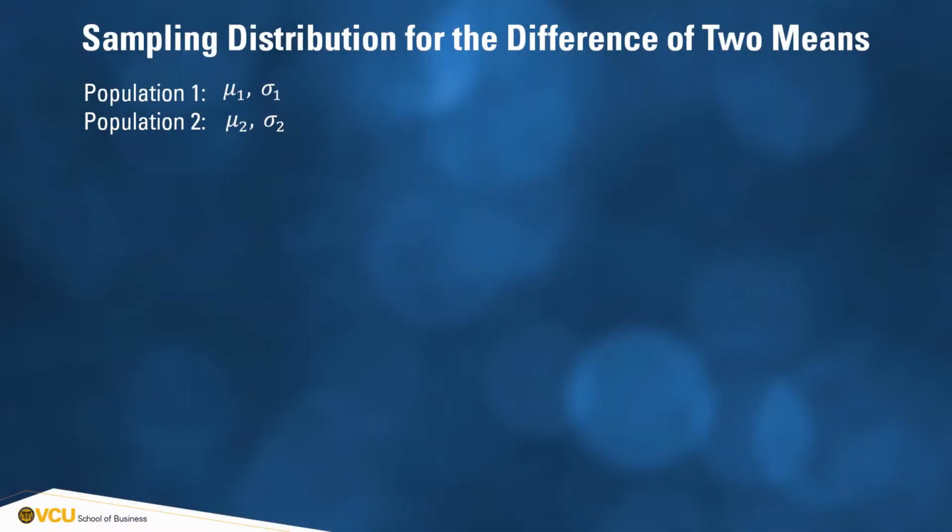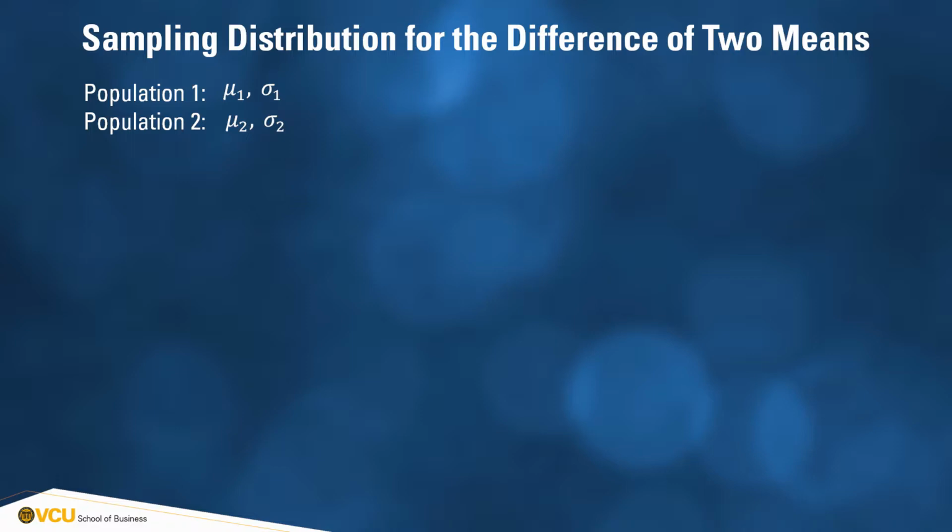Let's suppose we have two populations. The first one has mean mu1, and the second one has mean mu2. Further, let's define the respective population standard deviations as sigma1 and sigma2. We really don't know the shape of these populations' distributions, but so long as we draw random samples from each, and each sample is composed of at least 40 observations, then all the assumptions for inference are satisfied, and we can build the sampling distribution for the difference of two means as a normal model.